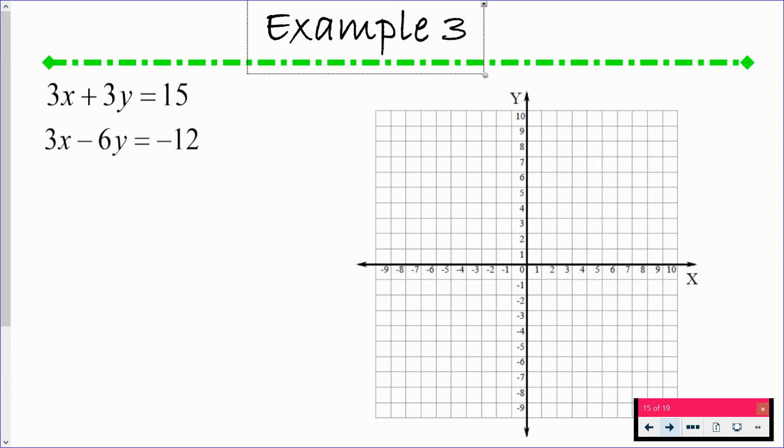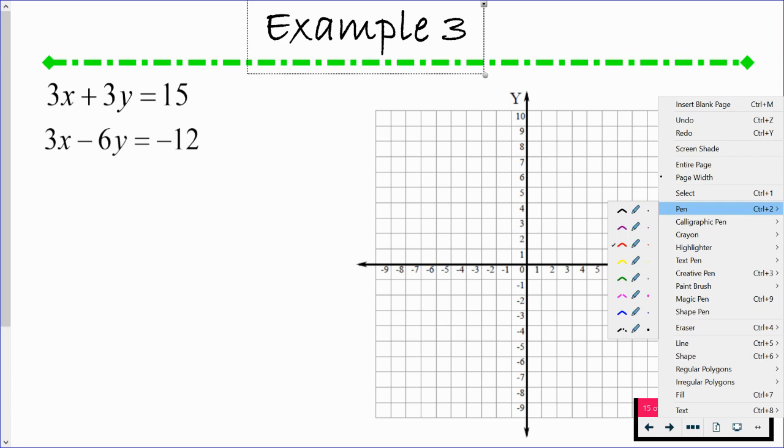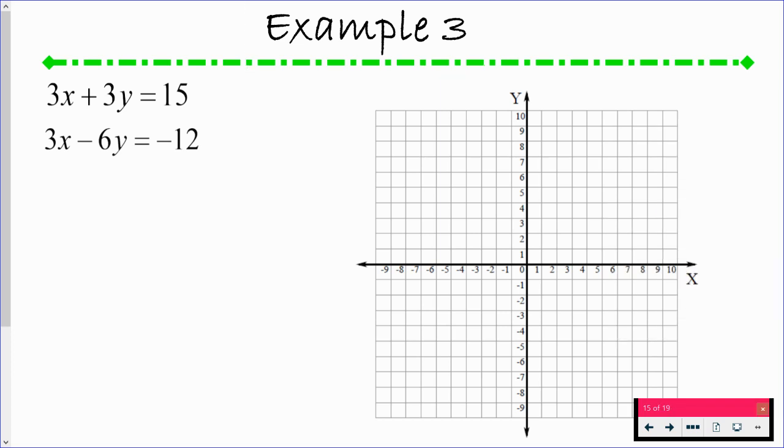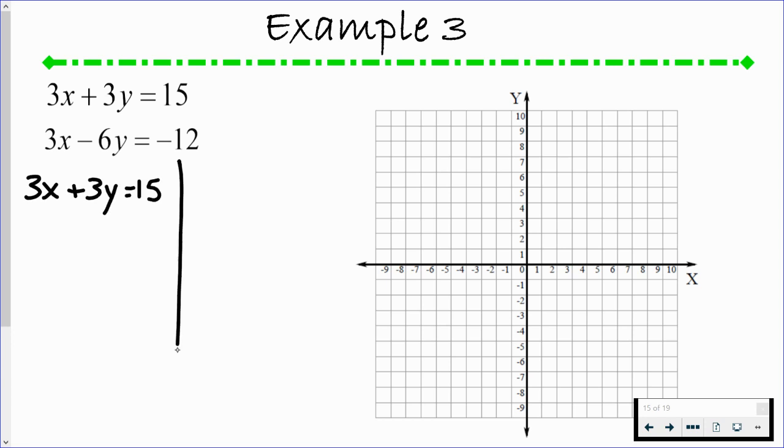Example 3, ooh, they're both in standard form. So we got some work cut out for us. Okay, so what I'm going to actually do right now is just write them into 2 columns just to kind of get everything nice and organized. Organization is the key to success.